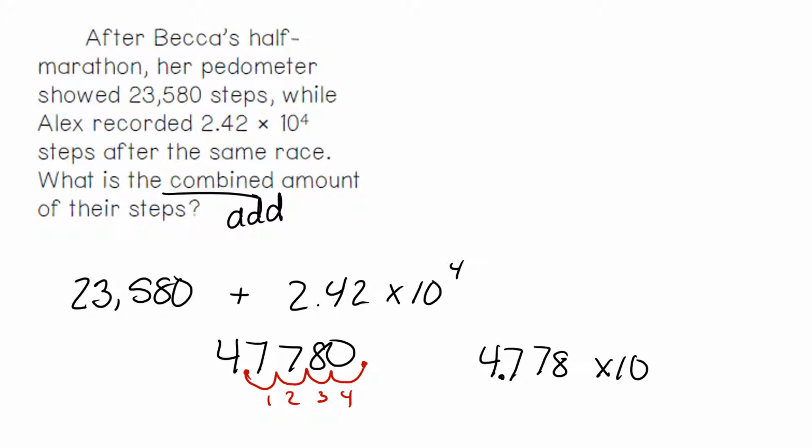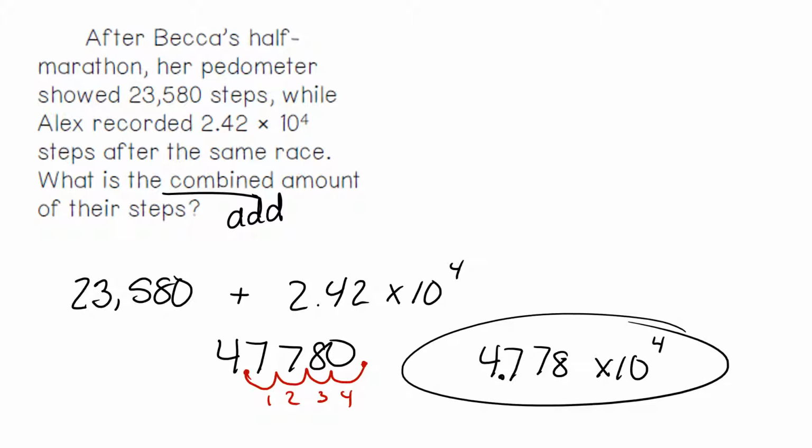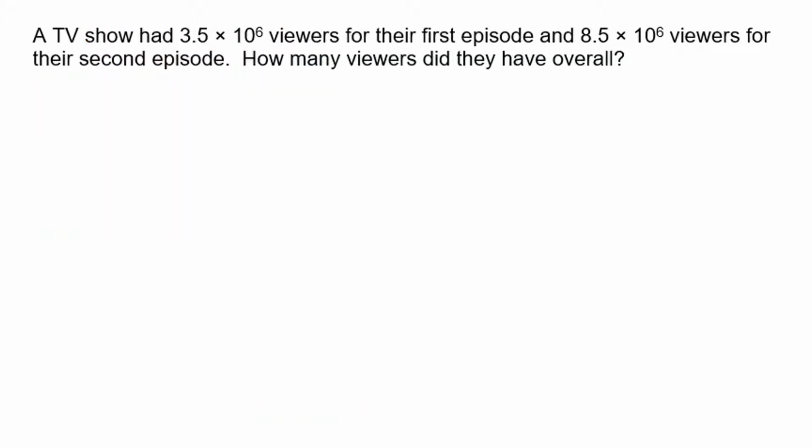Always write times 10, and in this case, we write it to the fourth power. A TV show had 3.5 times 10 to the 6th viewers for their first episode and 8.5 times 10 to the 6th viewers for their second episode. How many viewers do they have overall? So we're going to combine the first episode and the second episode, meaning we are going to add.